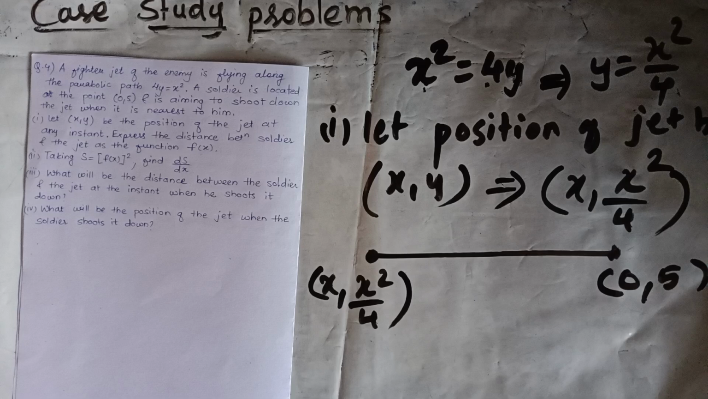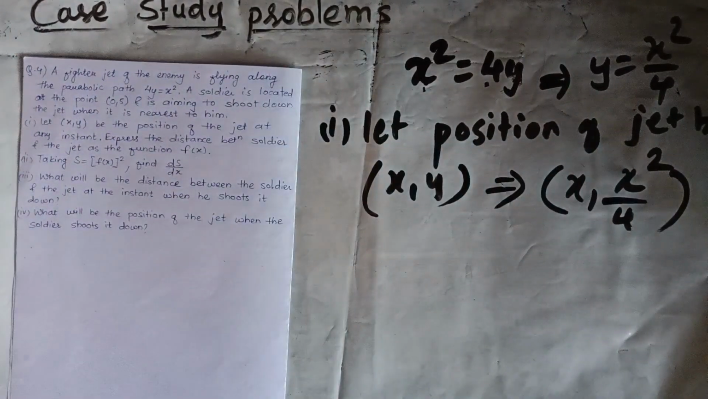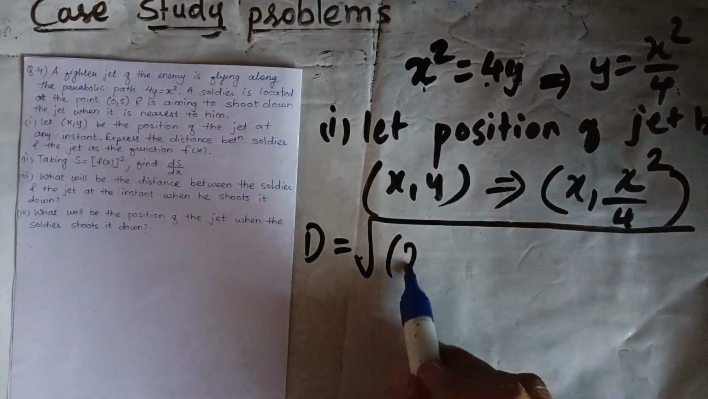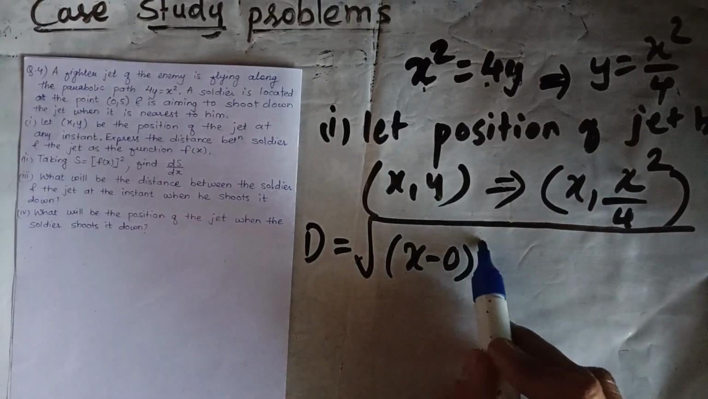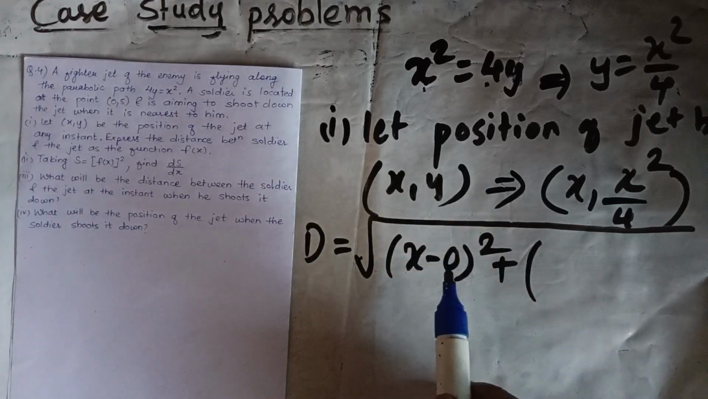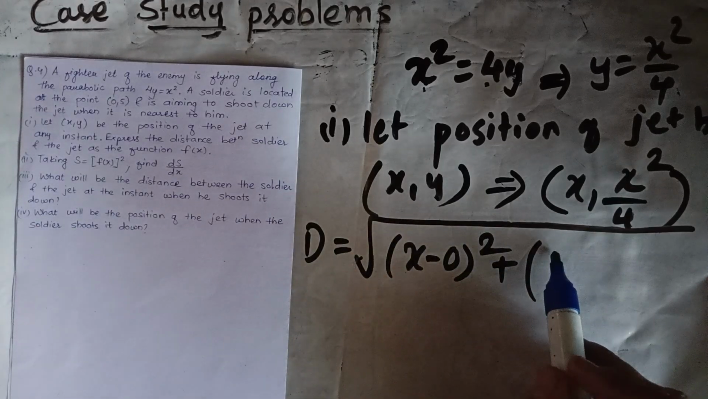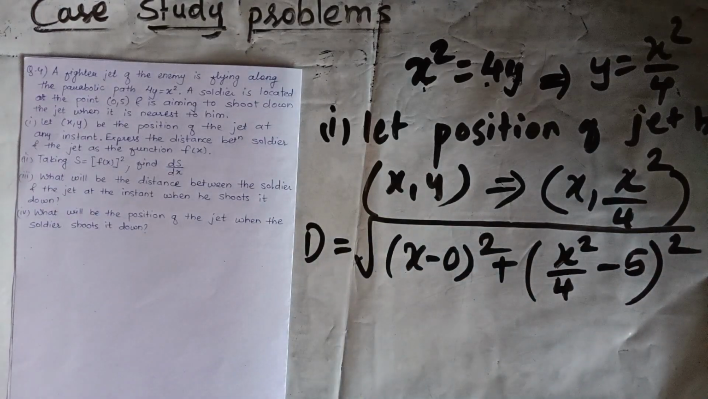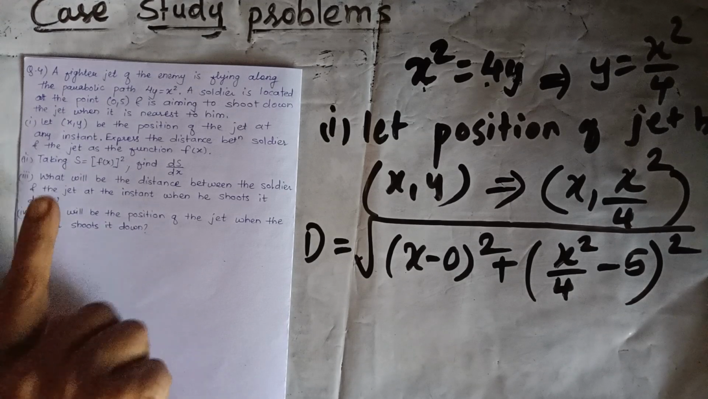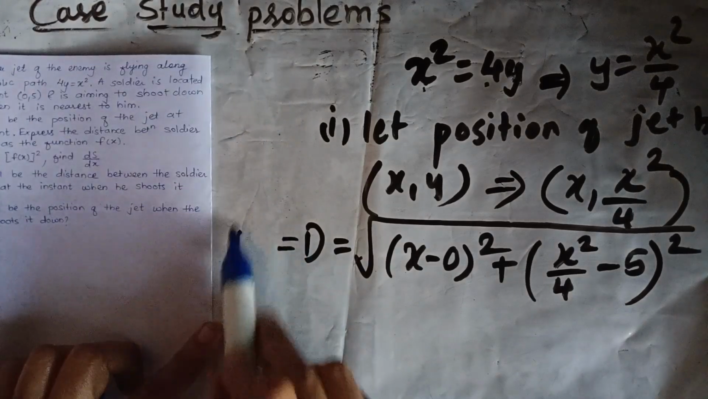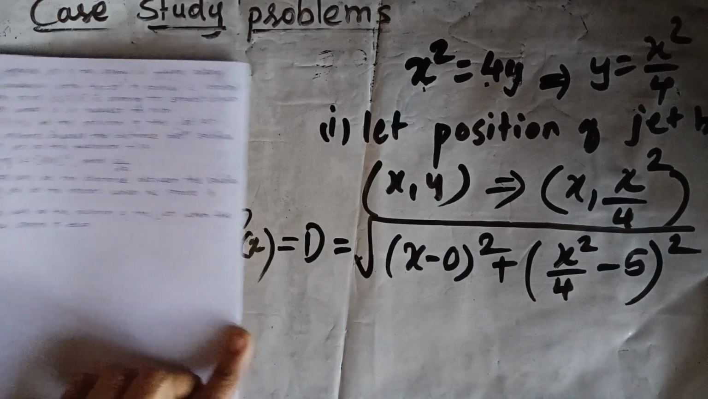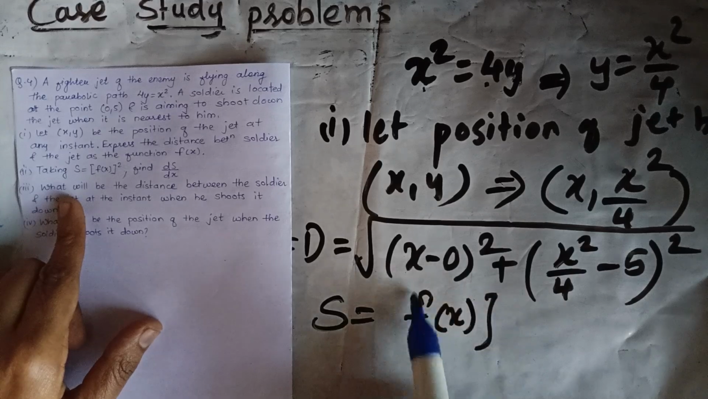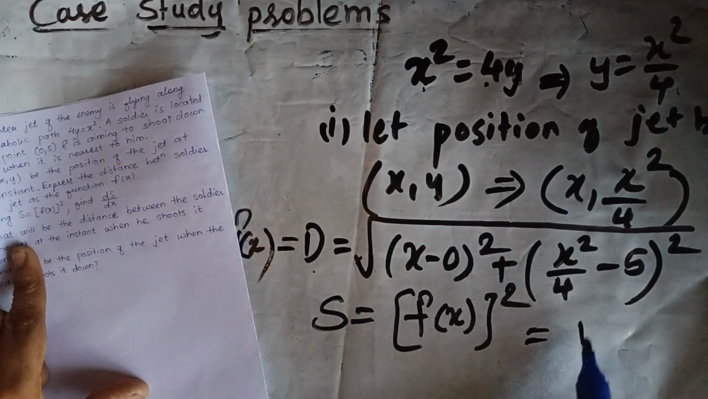So using the distance formula, root of x minus 0 the whole square plus y2 minus y1, x2 minus x1. So I will take this. Okay, so this is the distance. Now second, this distance is your f of x function. Okay. Now taking s equal to f of x the whole square, that is we have to square this distance.